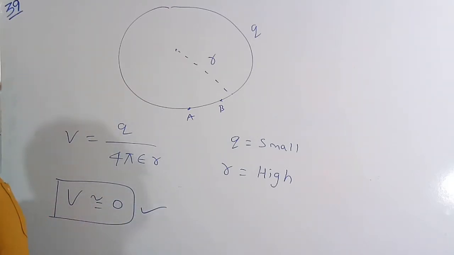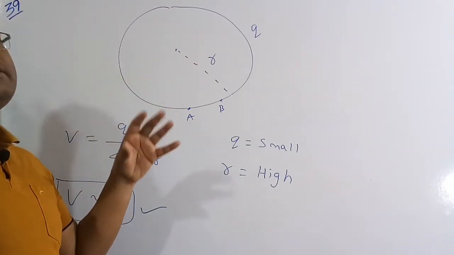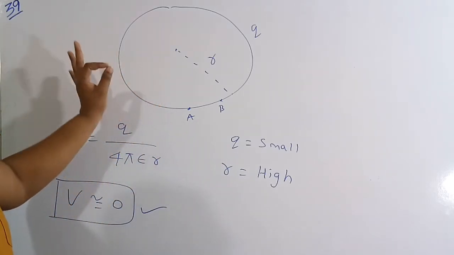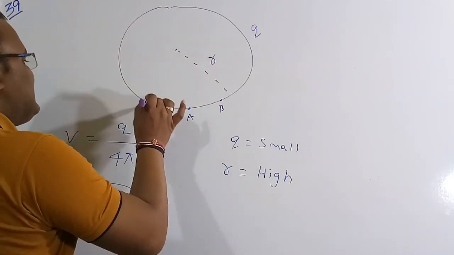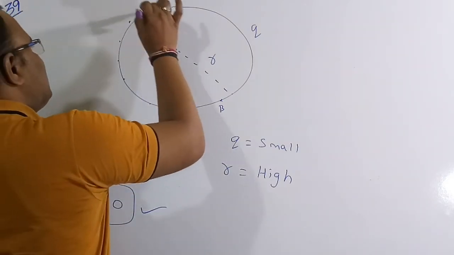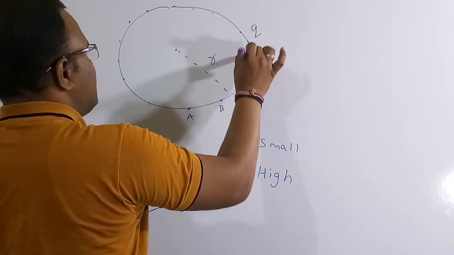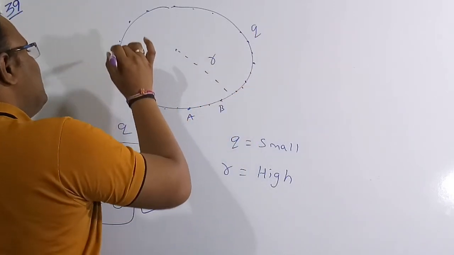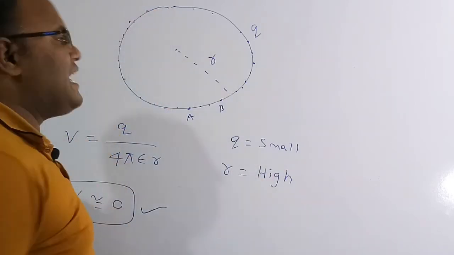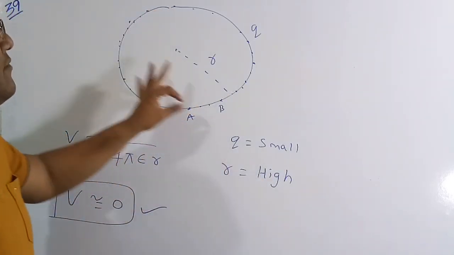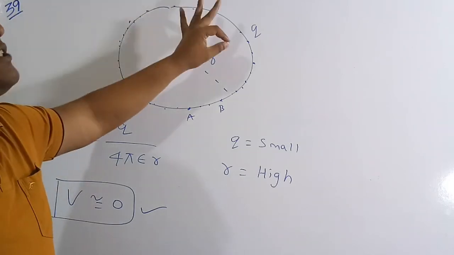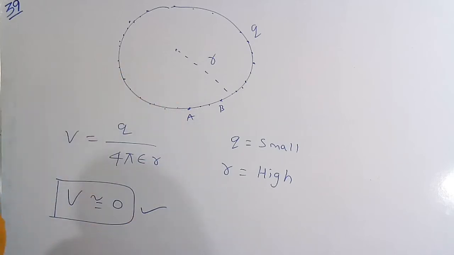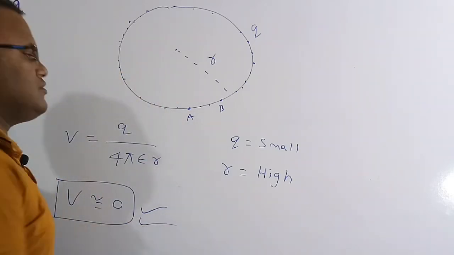So in practice, the earth potential we are going to assume as 0 because at each and every point the potential is constant. At each and every point on that surface the electric potential of the earth is constant and it is nearly equal to 0. This is the reason we assume it is nearly equal to 0, but not exactly. Because at each and every point on the surface of the earth the potential is constant, we assume it is nearly equal to 0. So this is the correct solution of this question.